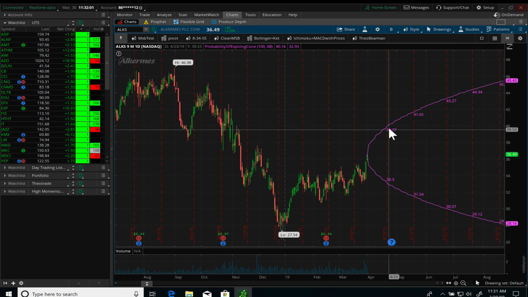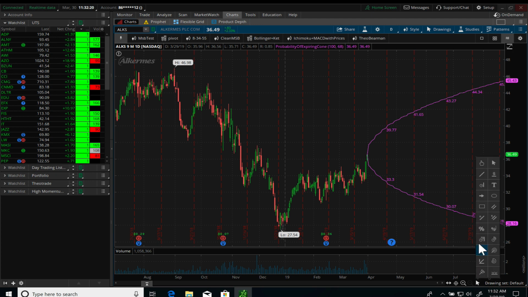Now, if you go look at it, this jives fairly closely with what the expected move is on ALKS, up or down, right? Now let's add one other thing, and one of the things we can look at is the Fibonacci retracements, right?